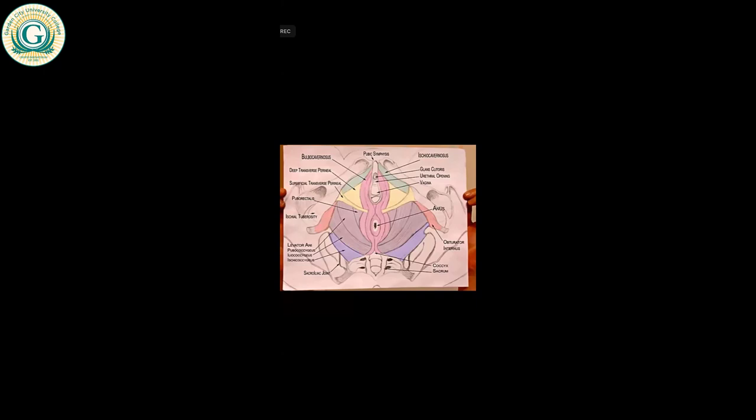So I'm talking about the perineum. We have a point that we call the anal triangle, and the anal triangle is the lower part that you can see here. This is the description of the perineum.